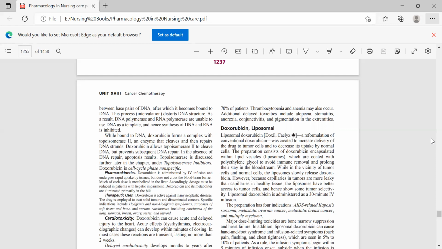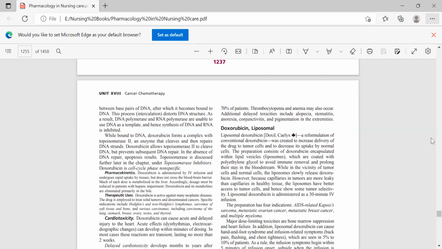Doxorubicin is also cell cycle phase non-specific. That is, it provides intercalation of DNA and topoisomerase 2 inhibition. In this process, throughout mitotic cell division, the cell cycle specificity is unclear, and it is related to being cell cycle phase non-specific.